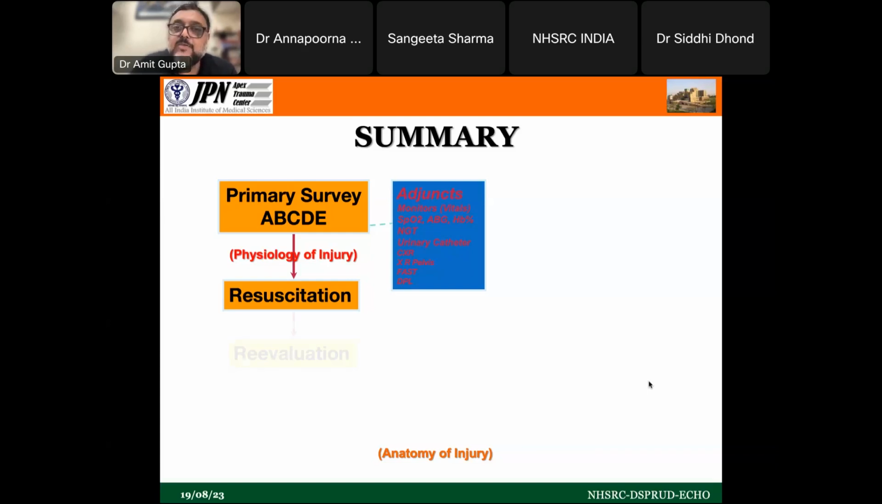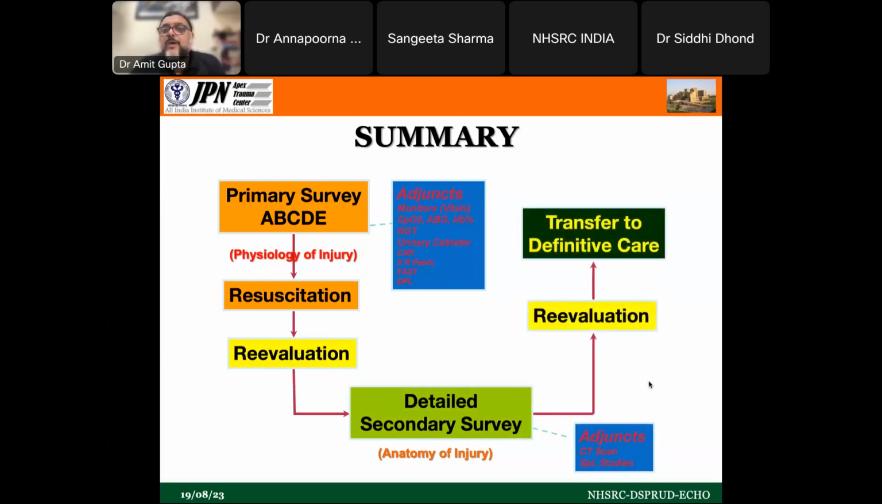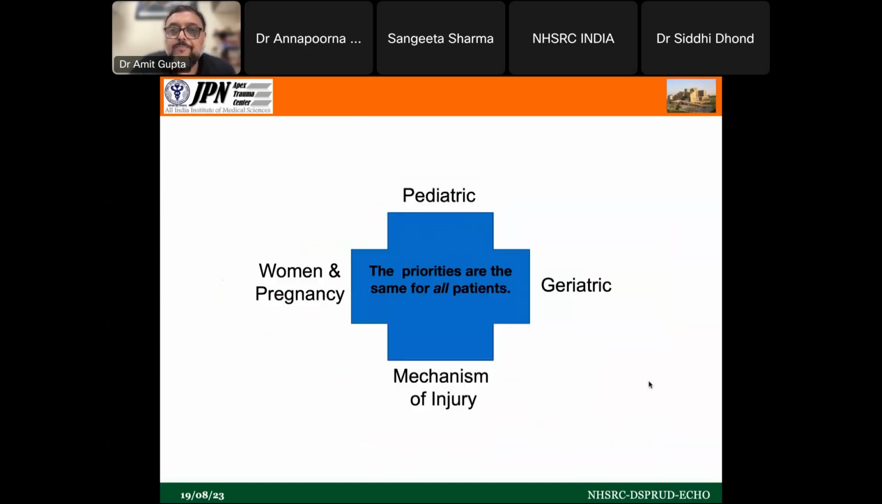That's known as adjuncts to primary survey. Continue resuscitation, reevaluate, and then if the patient is okay, go on to a detailed secondary survey. That means try to find out the anatomy of the injury. Do certain adjuncts like CT scans or any other special studies, because now your patient is stable and can go to radiology. And then continue to reevaluate till the time the patient is transferred to a definitive care.